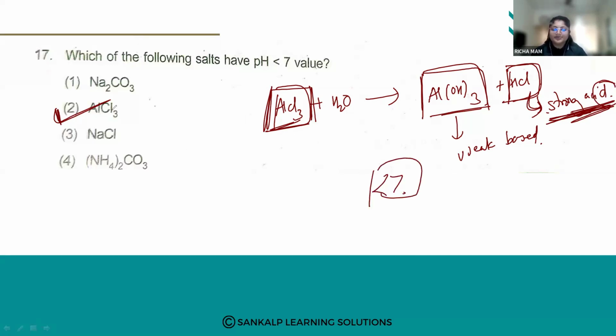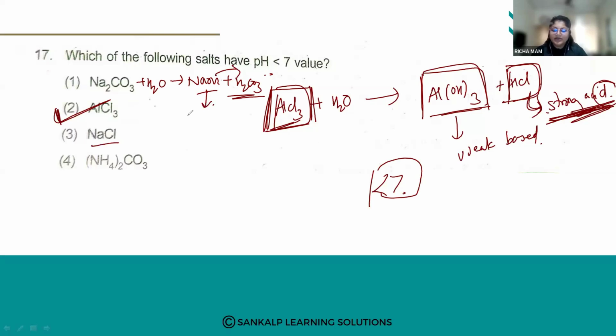Okay, so option number two. When you have sodium carbonate in water, it will give you NaOH plus H2CO3. Here, carbonic acid is a weak acid and NaOH is a strong base. So pH will be more than 7.